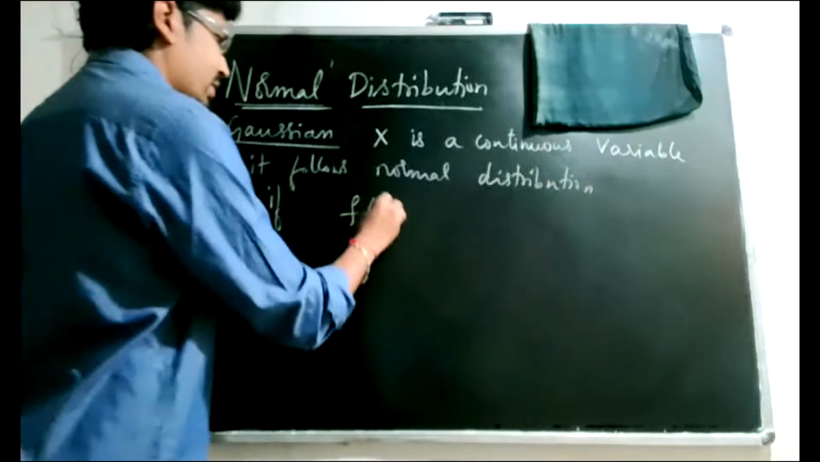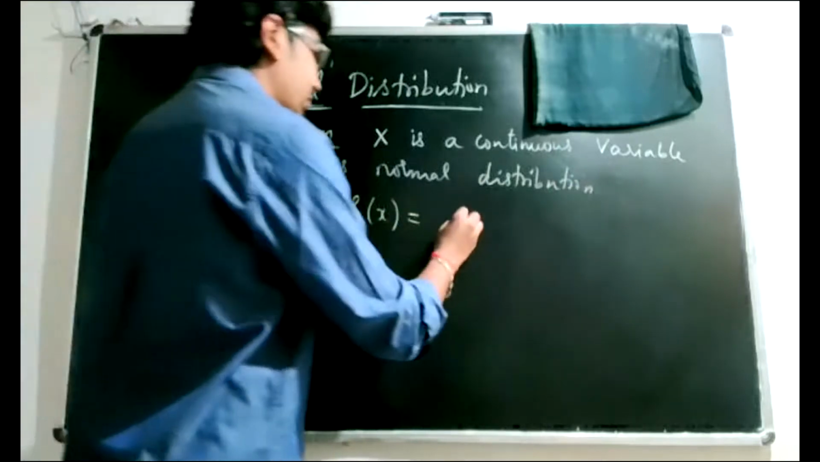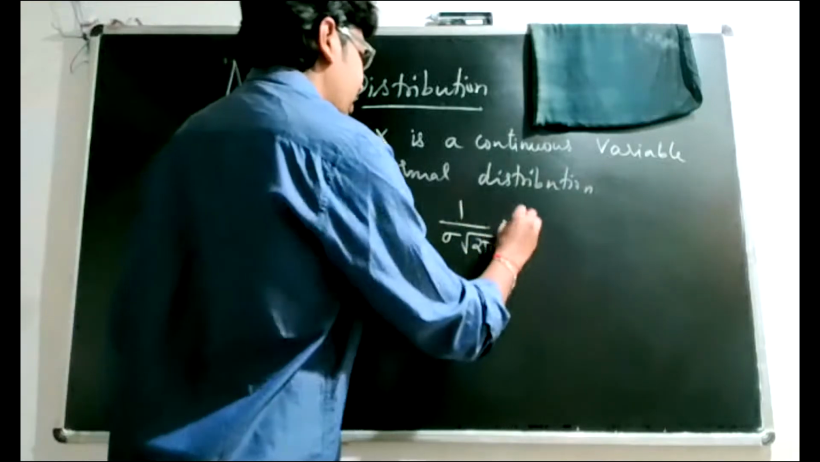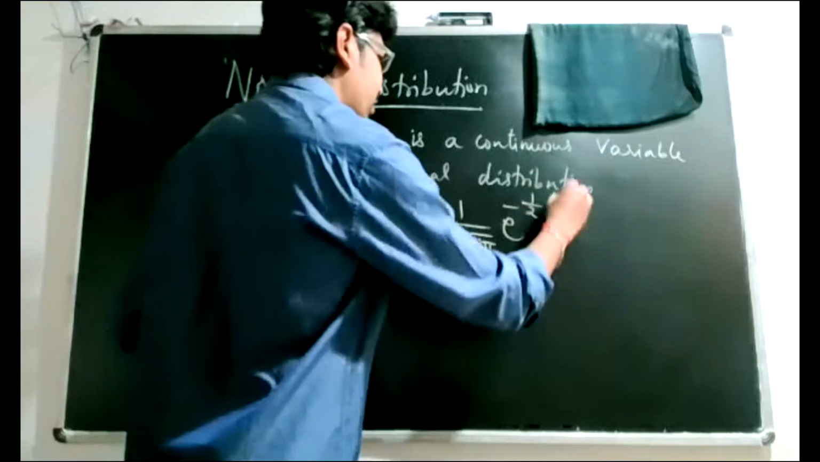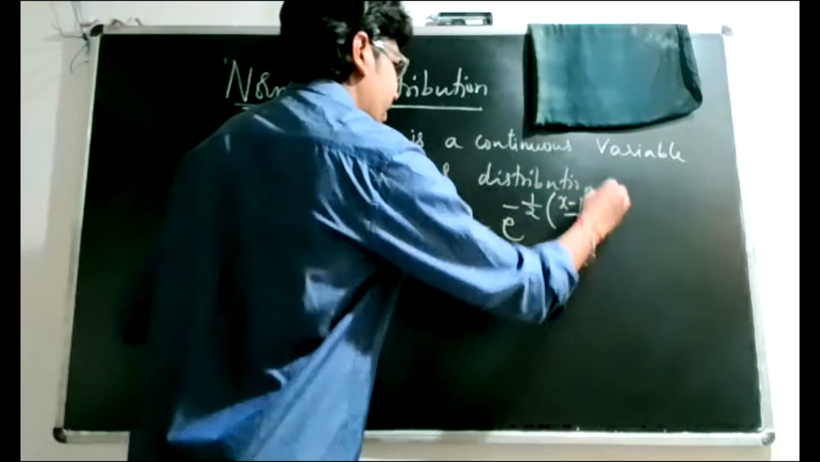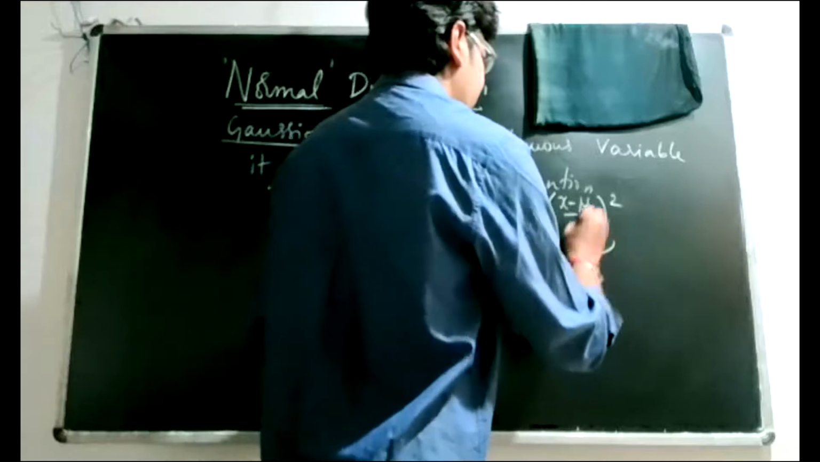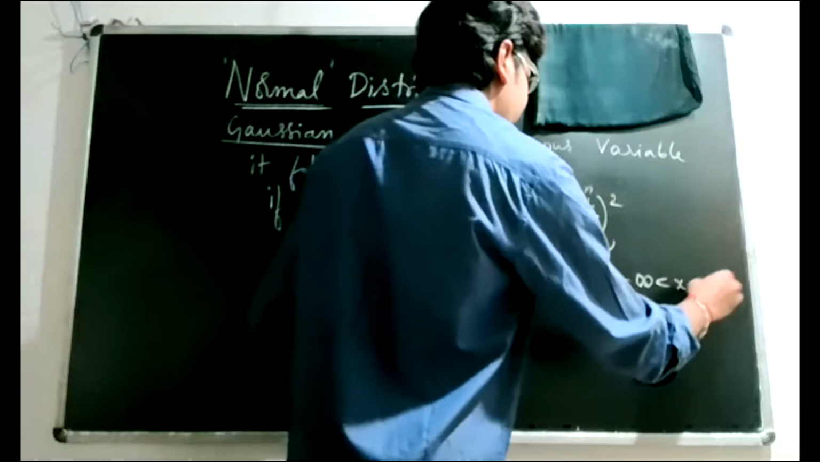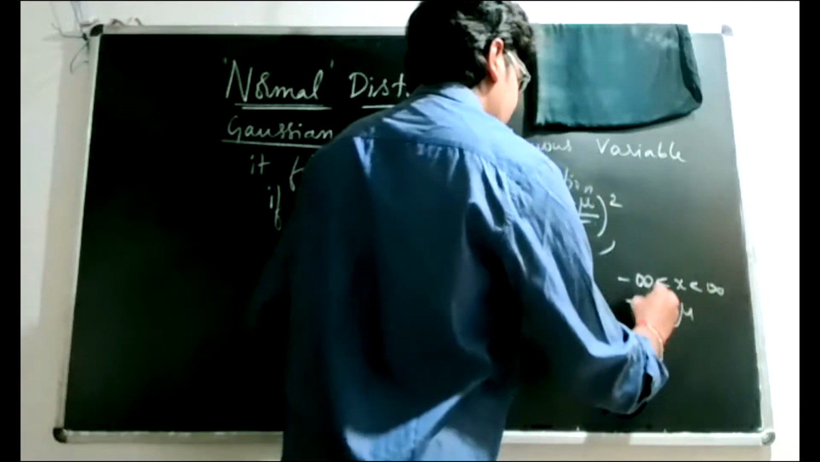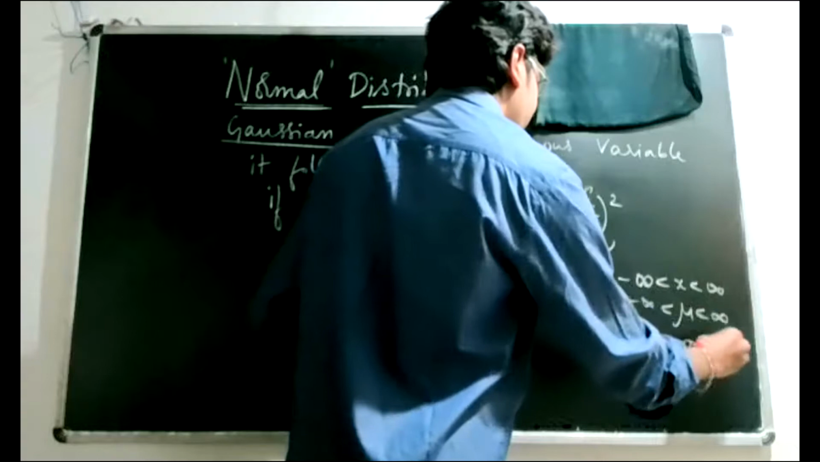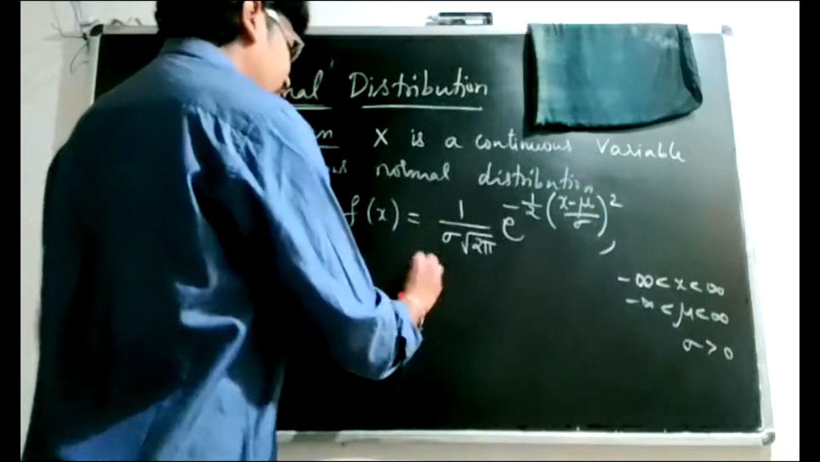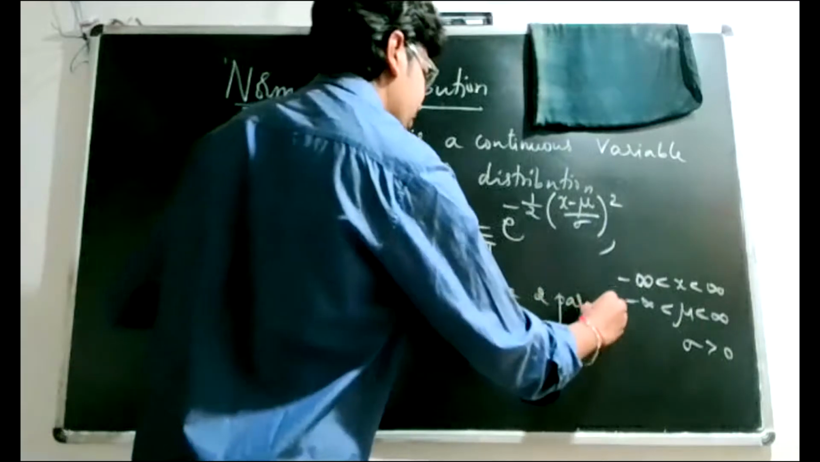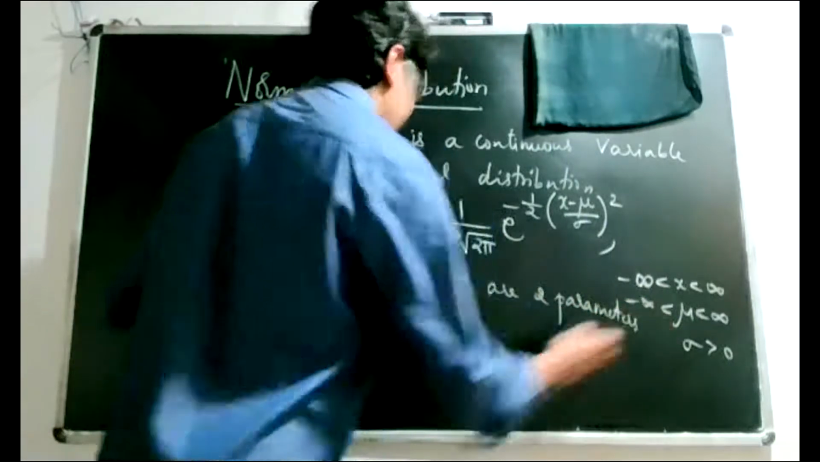and that law is given by f of x is equal to 1 by sigma square root of 2 pi into e power minus half into (x minus mu divided by sigma) whole square, with x taking the values minus infinity to infinity. Mu also takes the value minus infinity to infinity. Sigma is greater than 0. Mu and sigma are two parameters of the distribution. We'll look into each and every term here.